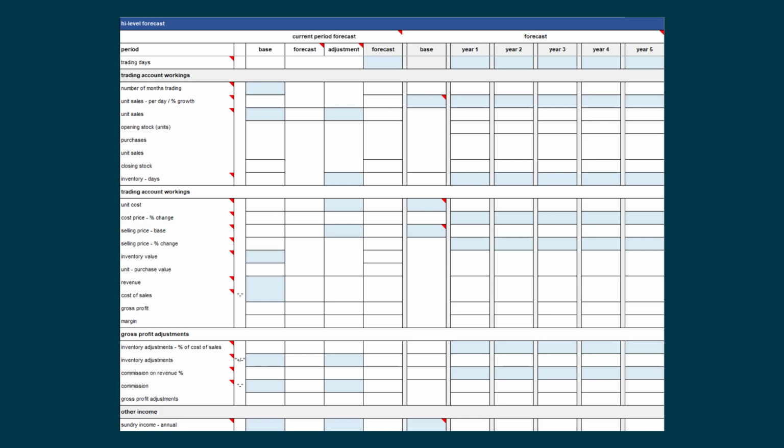First, we need to work out how many days in each financial period. The model does the trading calculations based on the number of days in each period. Enter the VAT rate if applicable. Now let's set up the base information.